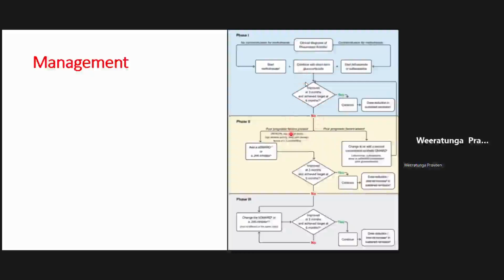If methotrexate does not work, if they don't have any poor prognostic factors, you can add on another conventional DMARD like leflunomide. But if they have poor prognostic features like early joint erosions, high rheumatoid factor, anti-CCP, the recommendation is to use a biologic DMARD or something like tofacitinib, right? Okay.